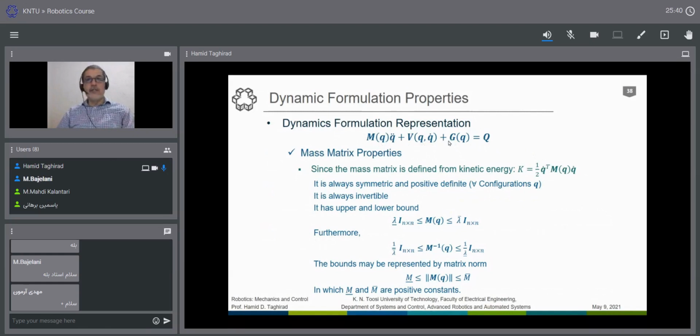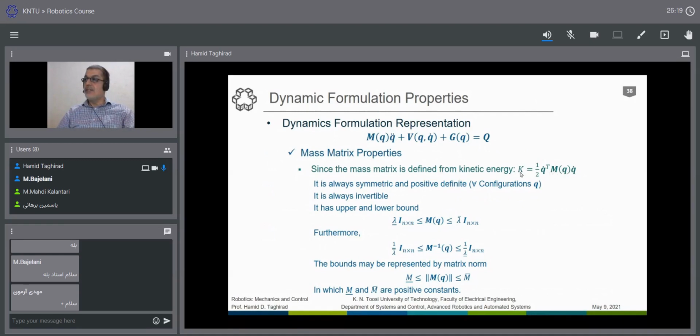and see what the different effective properties of these vectors and matrices are. The mass matrix is similar to a single body mass; it is a generalization of it. As the single body mass is always positive, the mass matrix is also always a positive definite matrix. This can be found very easily because we define the mass matrix from the kinetic energy, and kinetic energy is always positive.